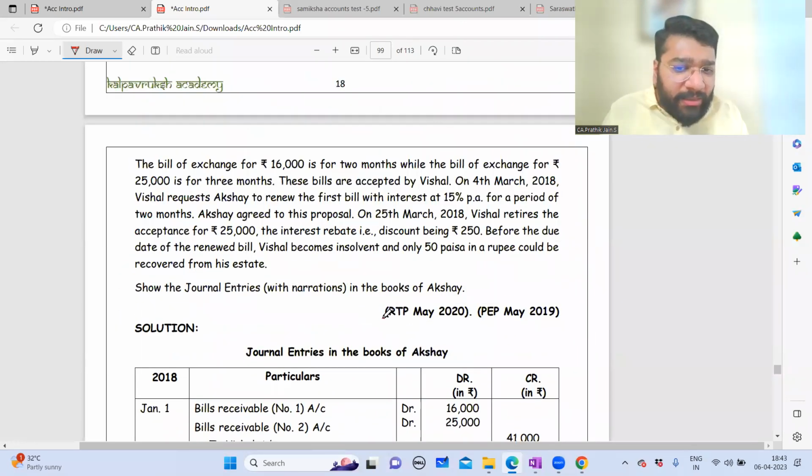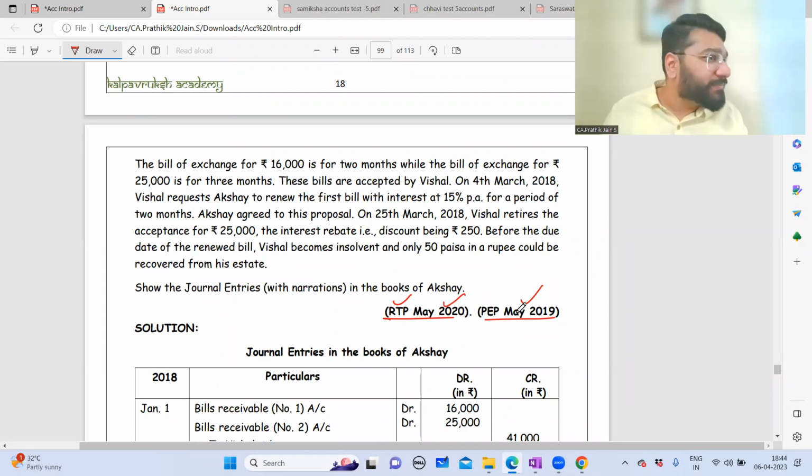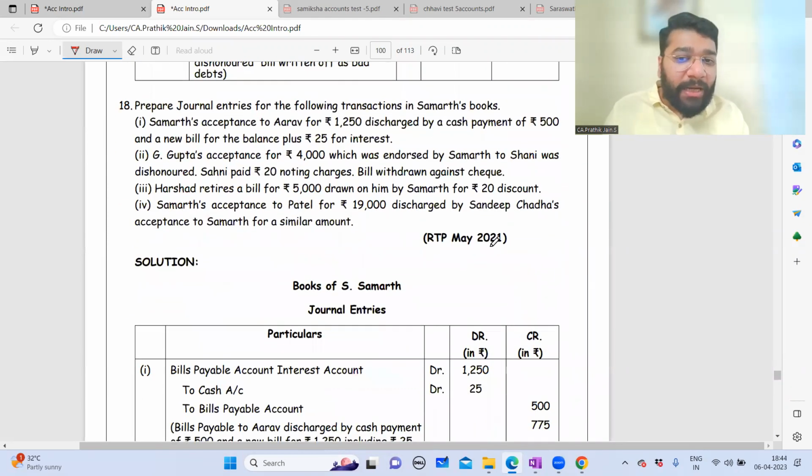Further, RTP questions, PEP. So RTP PEP together means what? The same question was asked in RTP May 20. So I don't just say RTP, I say which attempt's RTP. So RTP May 20 question. This is PEP May 2019 question. So this question was asked twice, once in RTP, another in PEP. And which year it was asked is also mentioned, so it becomes easy for you to understand. Again, RTP May 21 question.